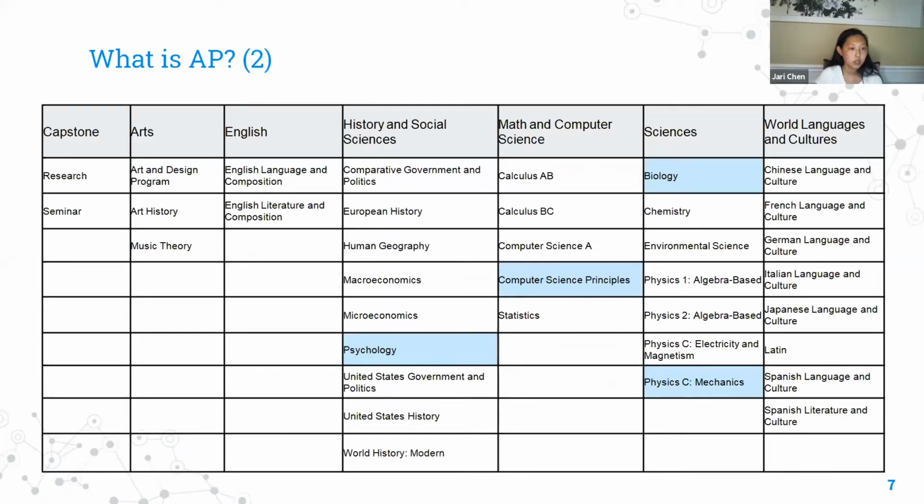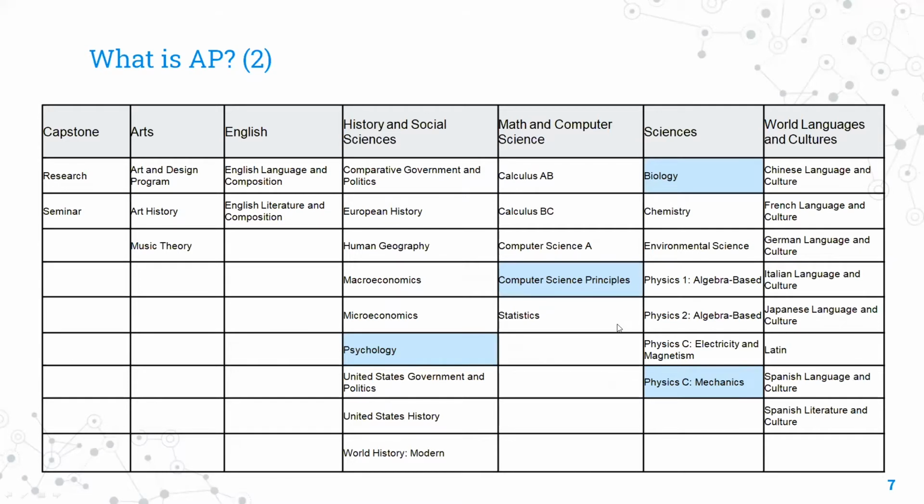So here's a list of every single AP class that is offered at the moment. The 4 that I will be talking about later are highlighted in blue. So as you see there: capstone, arts, English, history and social sciences, math and computer sciences, sciences in general, and world languages and cultures.